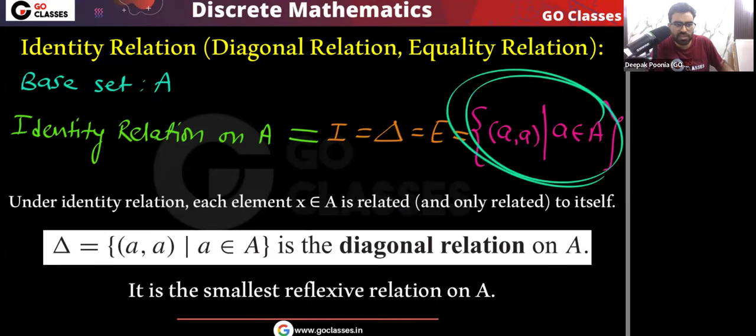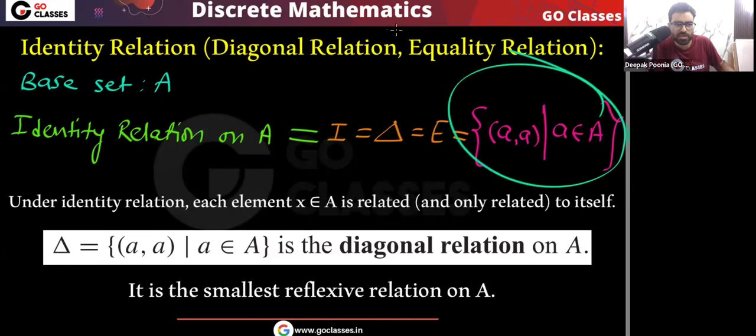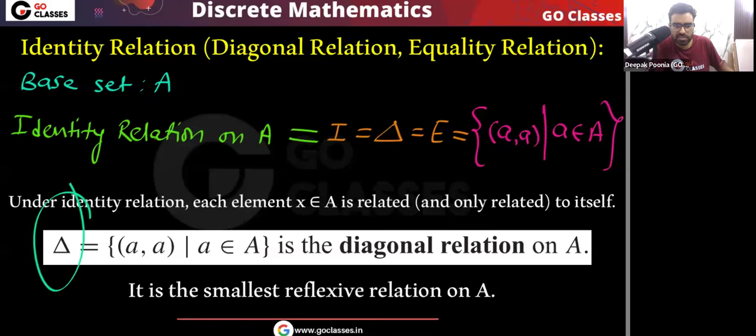You must have all the reflexive pairs and only the reflexive pairs, nothing else. So you can see this is the identity relation. It has all the reflexive pairs (a, a) and only the reflexive pairs, meaning for every element in the base set you put (a, a), then you will get the identity relation.